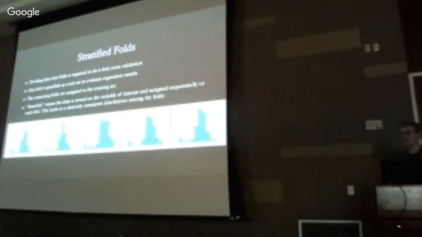Stratified folds, as I mentioned, this is when you split up the data, and the histograms here are just showing the variable of interest, which you then assign iteratively to each of your folds. You end up with, not identical because the data set is not distributed perfectly identically, but you get pretty similar folds, so that when you're testing, your test set and your training set have similar distributions of all the variables.